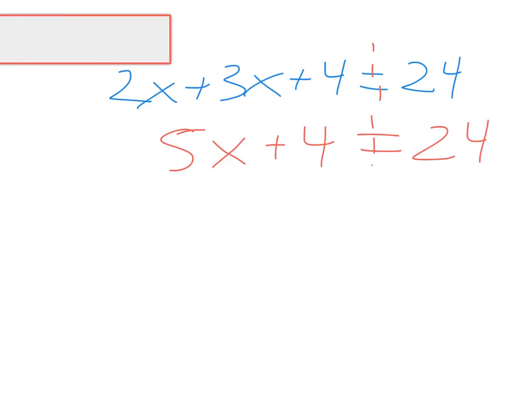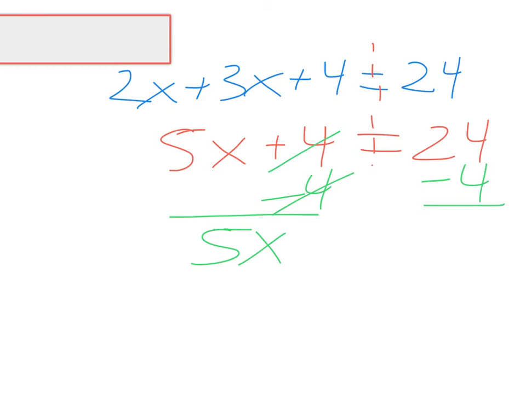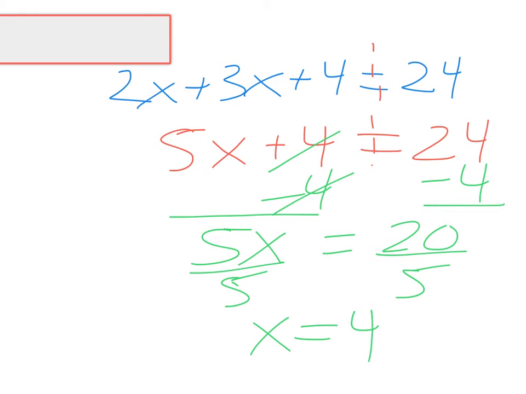Now, I can put that box away. And now I have 5x plus 4 equals 24, which is an equation I can solve. So I'll start by subtracting 4 from both sides. And I get 5x, that cancels, equals 20. And then divide both sides by 5. So x is equal to 4. So all I'm doing is combining like terms on one side of the equation.